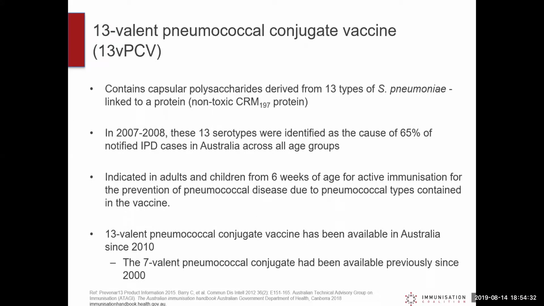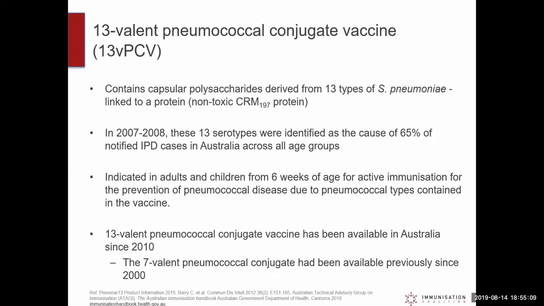So 13-valent is a conjugated vaccine. What they've done is they've taken that polysaccharide coating, but they've chemically linked it to a carrier protein. So this is a non-toxic diphtheria protein that's used. We're not protecting the child against diphtheria with this vaccine, but it's just a protein that's been used. Our immune system responds to the carrier protein, rather than the polysaccharide.